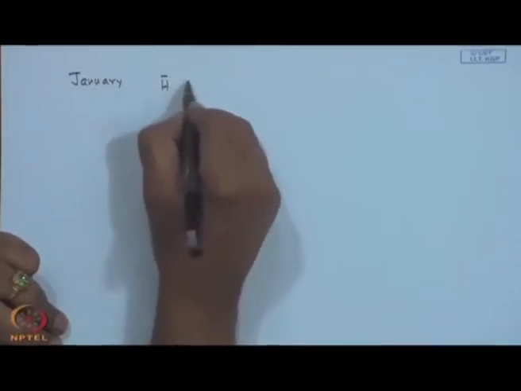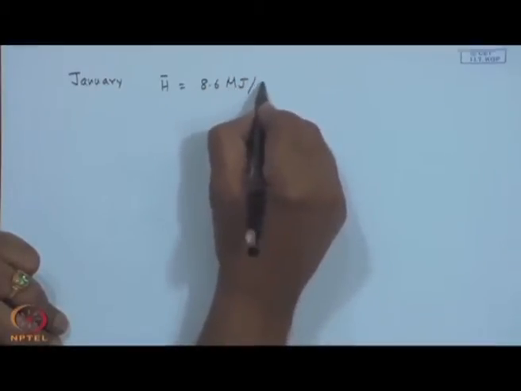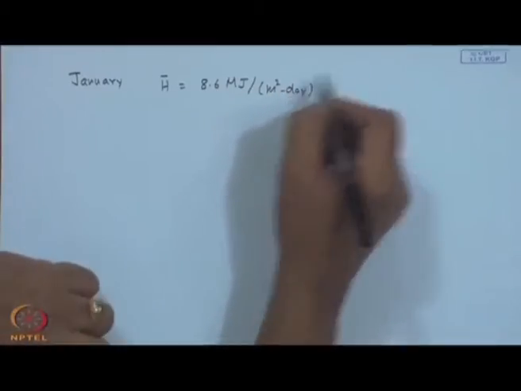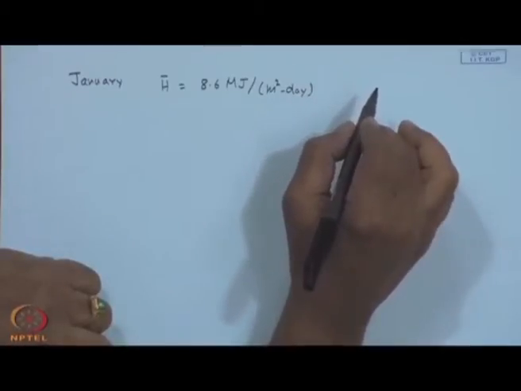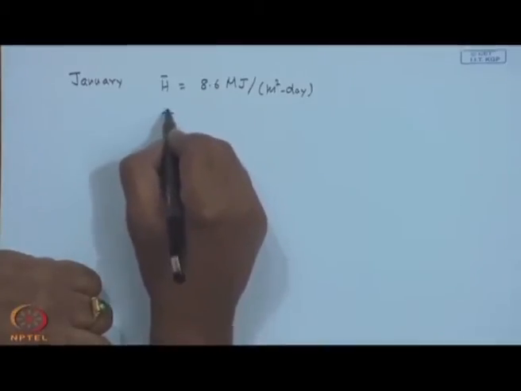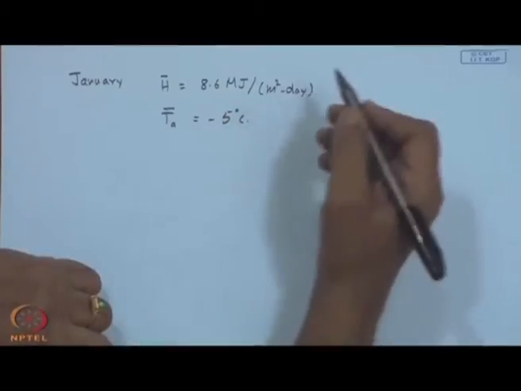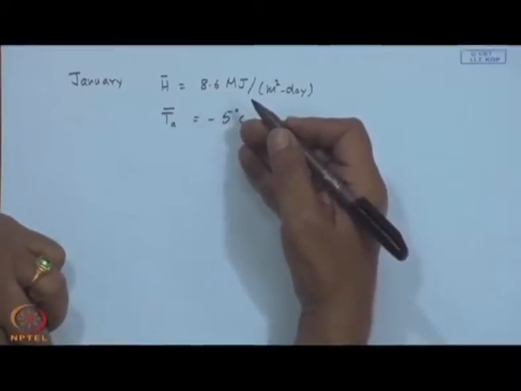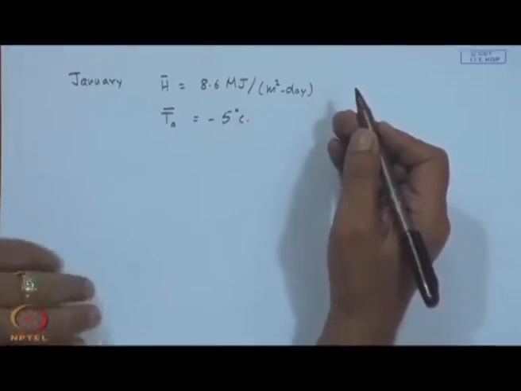H bar is 8.6 megajoules per meter square day. In order that there is no ambiguity, the monthly average daily radiation on a horizontal surface is 8.6 megajoules per meter square day, and the ambient temperature T A bar is equal to -5 degrees C. Now, only a difference is, if you take a location from India, typically T A bar may be 10, 15, 20, whatever, even in the month of January.